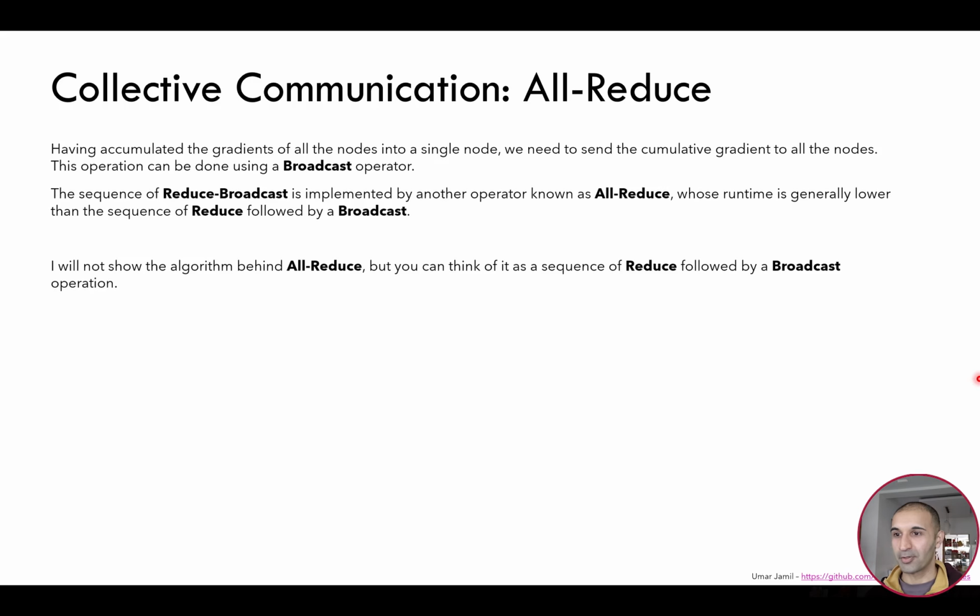The all reduce operation. What we saw before is that we are first broadcasting our data, so our initial weights, then we are reducing the local gradients, and then we need to send it back. The sequence of reduce and broadcast is known as all reduce, and is usually implemented as a single operation, which is faster than doing the sequence of the 2 operations. I will not show the algorithm behind all reduce, but you can think of it logically as a sequence of reduce and broadcast operations. But remember that in practice, it's implemented as a single operation, and it's much faster than doing the 2 operations alone.